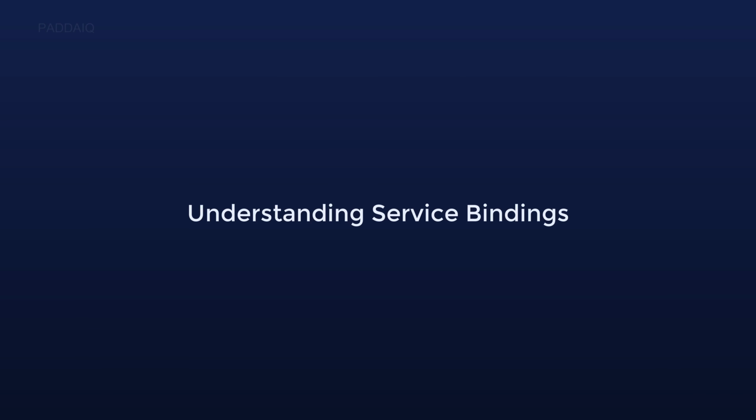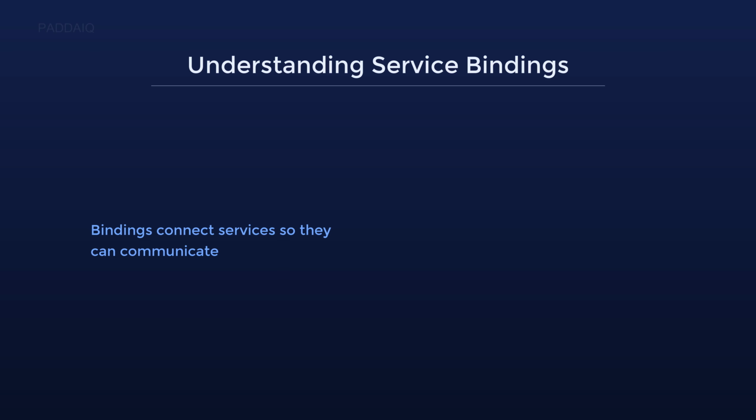Understanding service bindings in SAP BTP. Bindings connect services so they can communicate. This means one service, like a database, can securely share data with another, like an app. For instance, binding a HANA database to an app lets the app safely read and write customer data. Essentially, bindings enable seamless and secure interaction between different services in your solution.